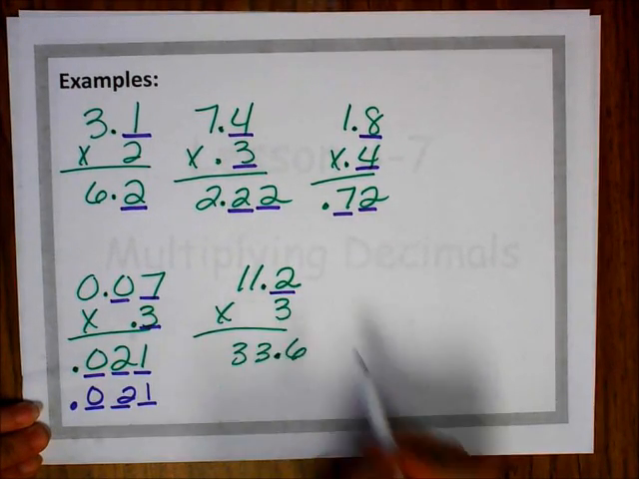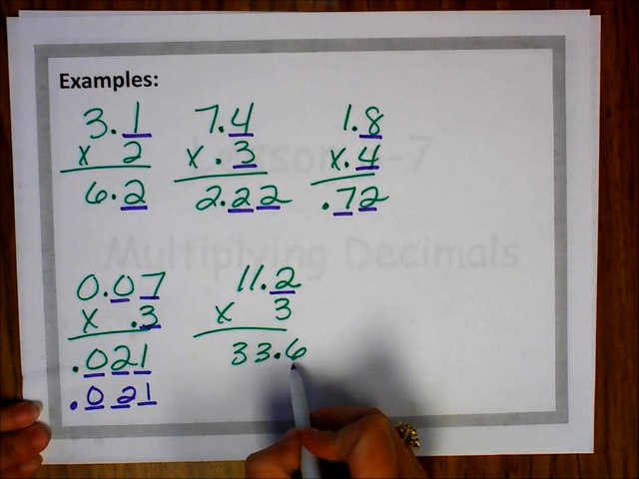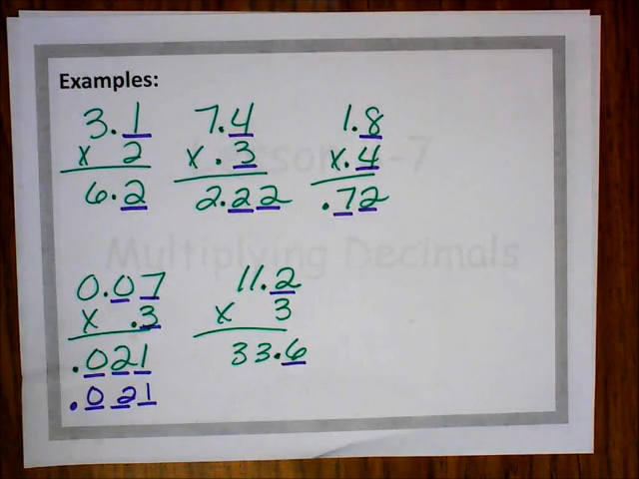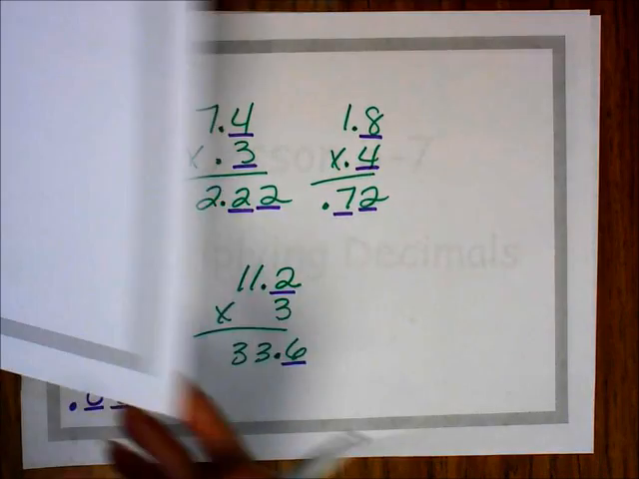I have one number behind the decimal in the problem, so I had to have one number behind the decimal in my answer. The most important thing for multiplication to remember is you do not have to line up decimals. Only in addition and subtraction do you have to line up the decimals. So let's do some practice problems together.